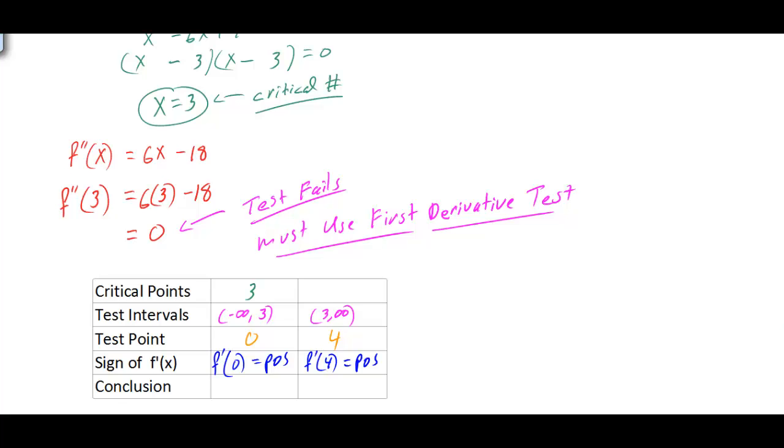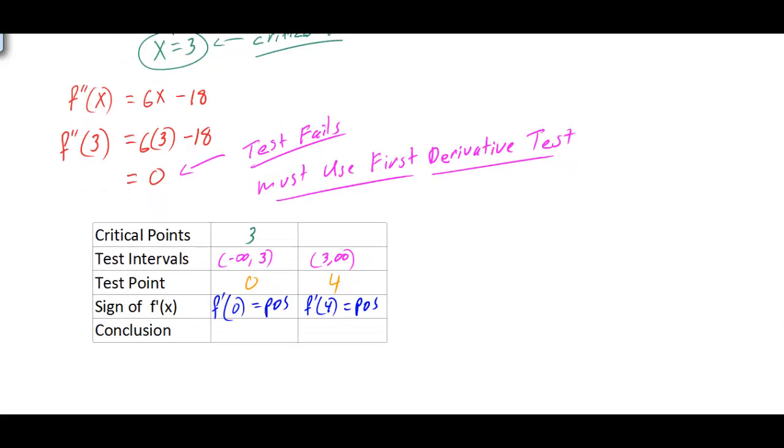So what can we conclude based on this? Well, if it's positive, that means our graph is increasing, and it's still increasing from 3 to infinity. So what does that tell us? Well, if it's continuously increasing from negative infinity to positive infinity, then there's no relative extrema.